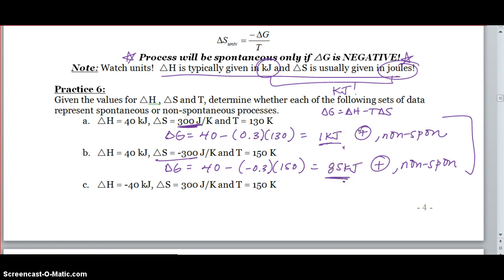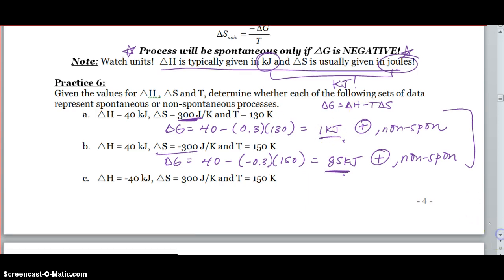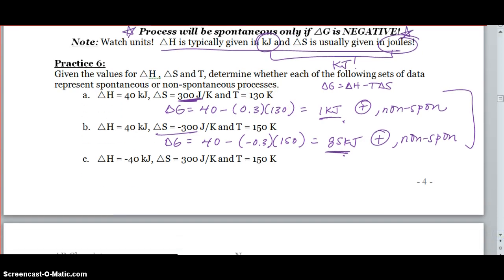Because if you think of 0 as kind of the crossover line where we go negative, the closer you are to 0, the more likely, or the closer you are to becoming spontaneous. And we'll talk about what we can do with temperature for some of these systems to make things spontaneous.